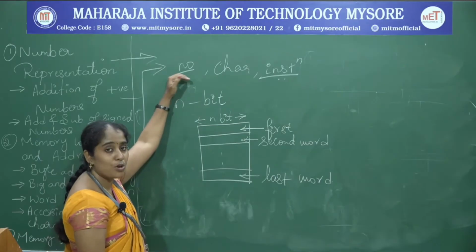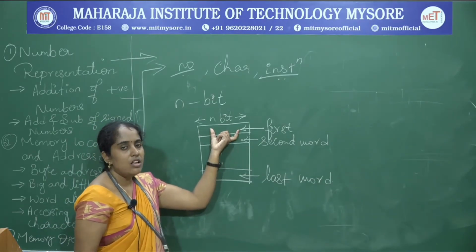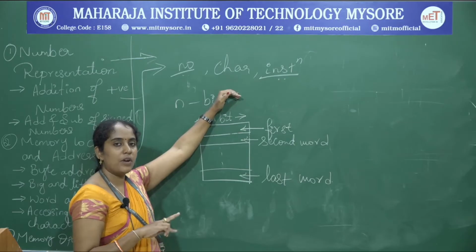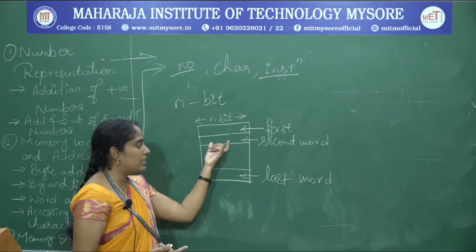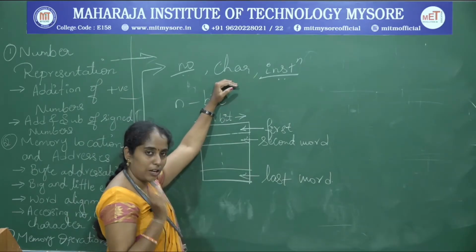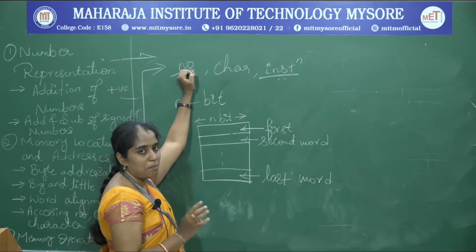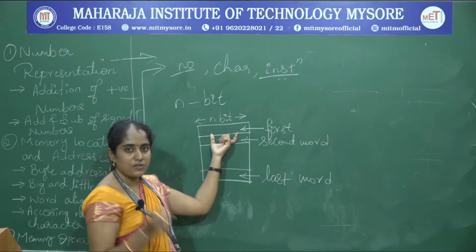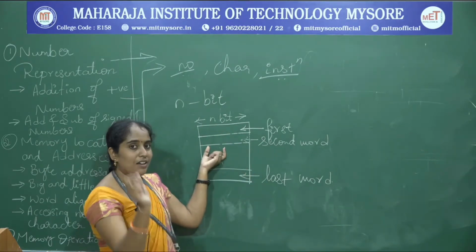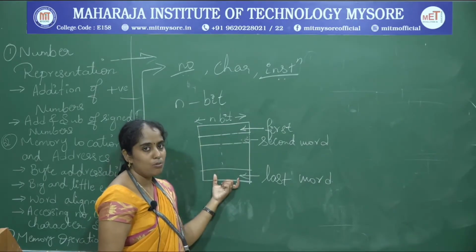But how do we store a number in this word? A number occupies one full word. A character will always be converted into its ASCII value, and that ASCII value will be stored in the word. But once you declare a character variable, it allocates only 1 byte, whereas a number allocates 2 or 4 bytes, depending on the compiler. So a number occupies a full word, but a character is divided into bytes and occupies only 1 byte. Instructions can occupy one word or more than one word.